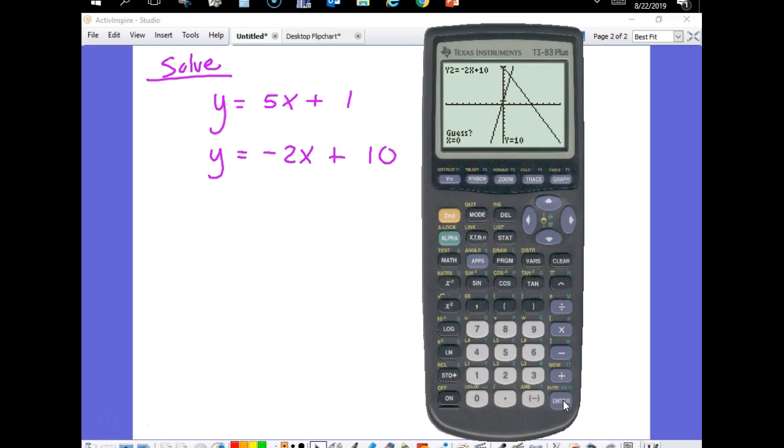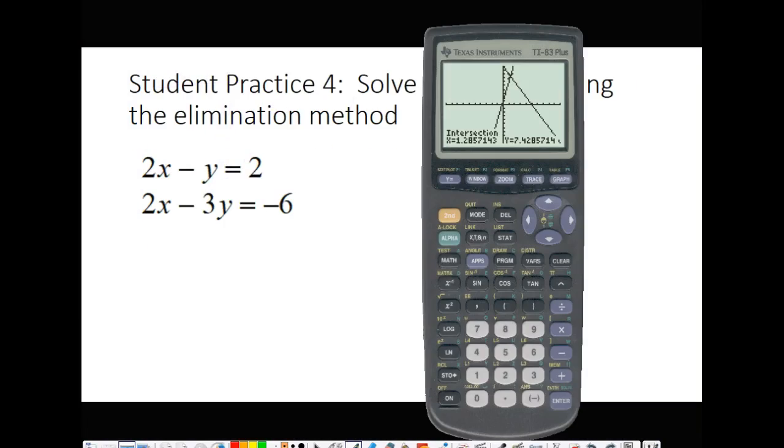Okay? Now, the next thing you're going to do is use your arrows to scroll to where they're crossing, as close as you can, and it gives you a really close guess. But to get an exact answer, once that cursor is right where they're crossing, you push enter one more time, and it will calculate it as precisely as it can. So these two lines are crossing at approximately 1.3, 7.4. Okay, approximately. So that's that.